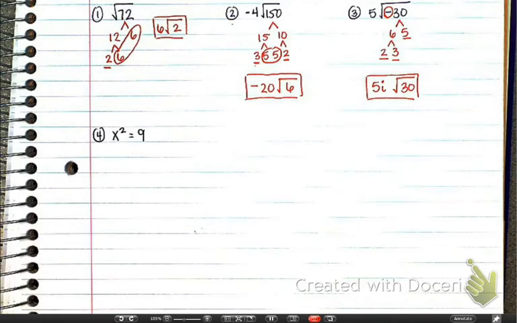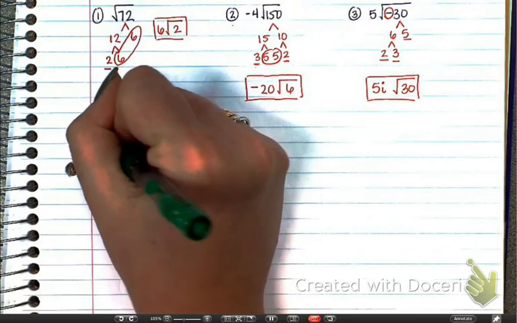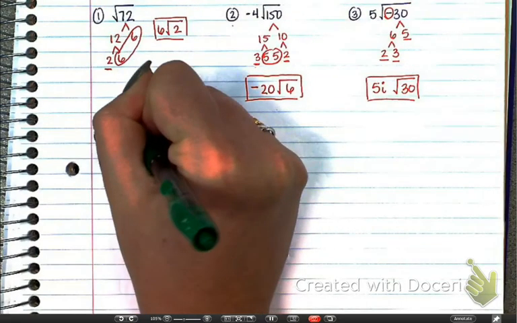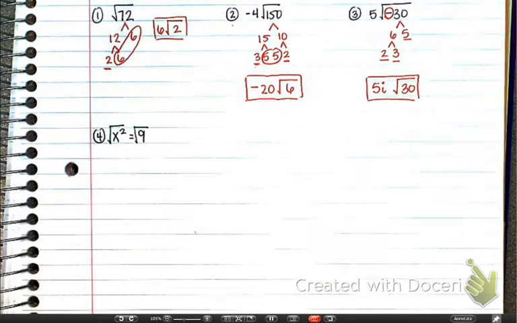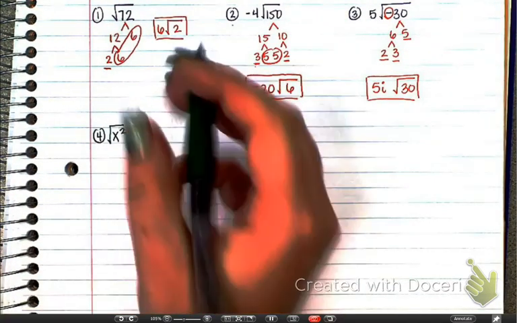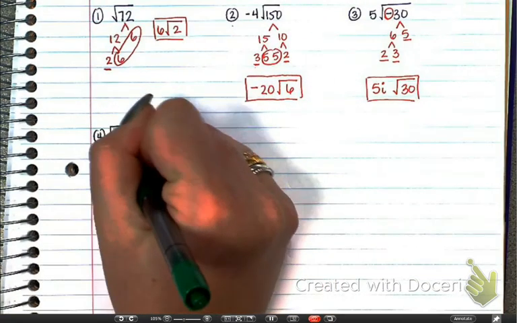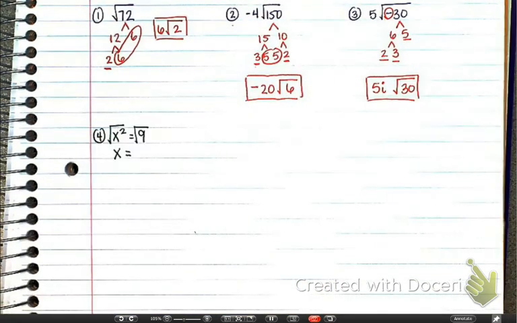Okay, so let's think back to IM1. To solve for x, the whole point is to get x by itself. Right now I have x squared. How do I get rid of an x squared? Square root. Whatever you do to one side, you have to do to the other side. So the square root of x squared, we've talked about that, is what? X. And the square root of 9 is 3.